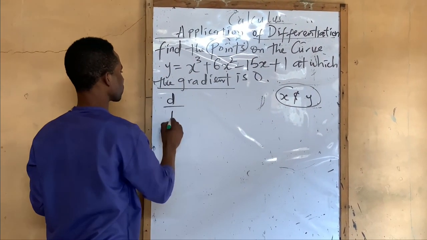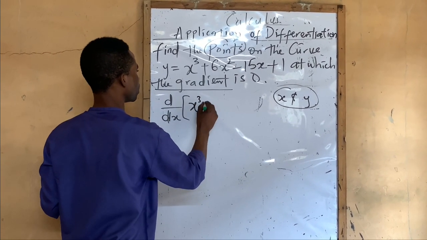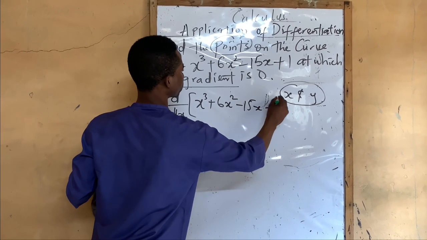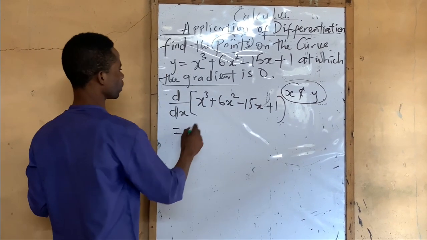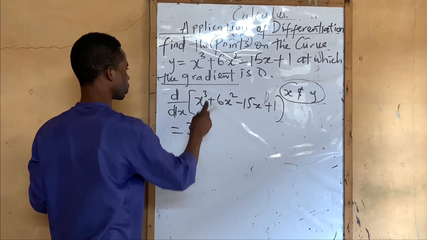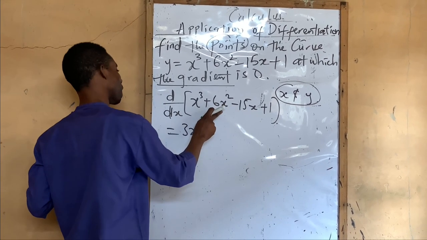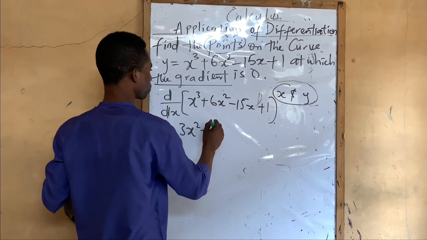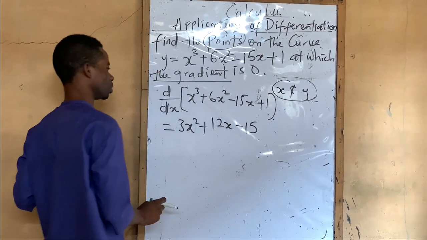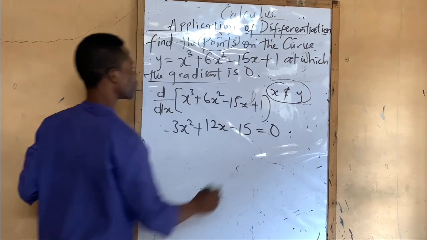That means we are going to find the derivative of this. That means d/dx of x cubed plus 6x squared minus 15x plus 1. What is the differentiation of x cubed? That is 3x squared: you multiply by 3 and subtract 1 from the power. Plus the differentiation of 6x squared, that is 12x, minus 15. And this one is 0 already. Then I say that the gradient is 0, that means it equals 0.